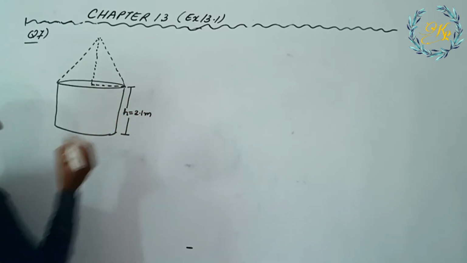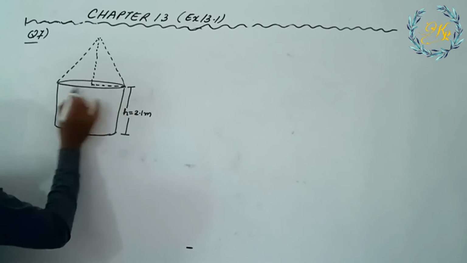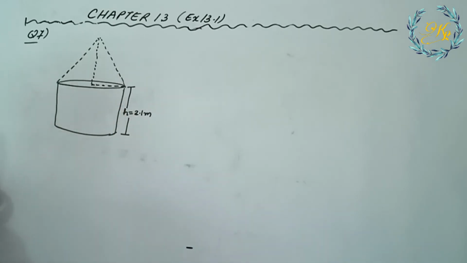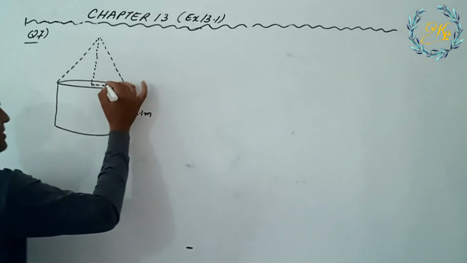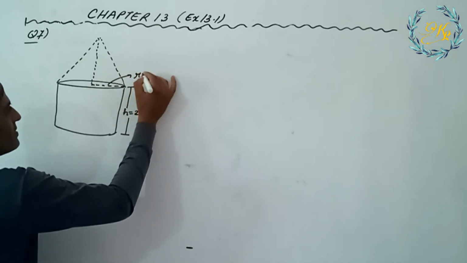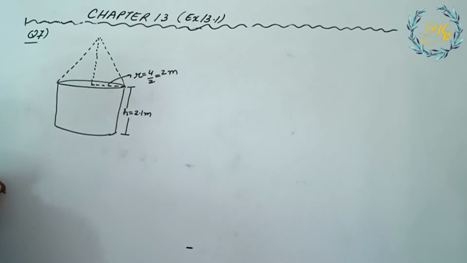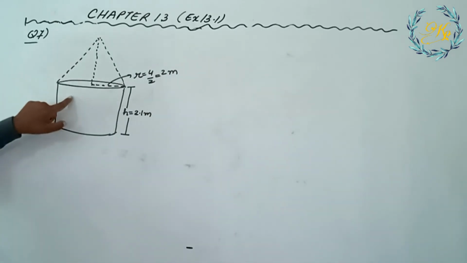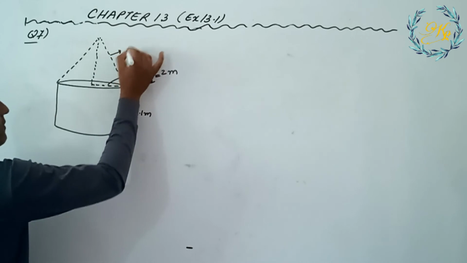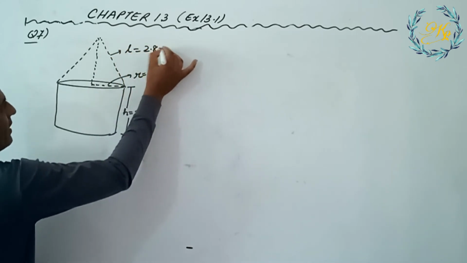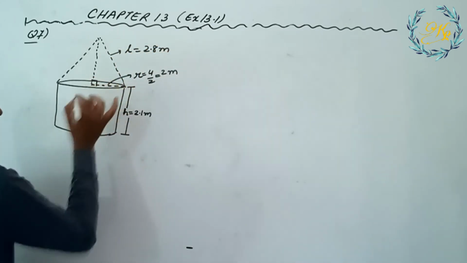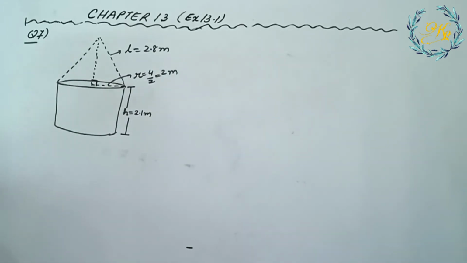meters and the diameter of the cylindrical part is given as 4 meters. So we can say that the radius of it is 4 upon 2. The answer is 2 meters. So from the value of diameter, we have directly evaluated the value of the radius, and we are also given that the slant height of the top is 2.8 meters. The value of L is given to us, 2.8 meters, the slant height of the cone. Now what are we supposed to find?